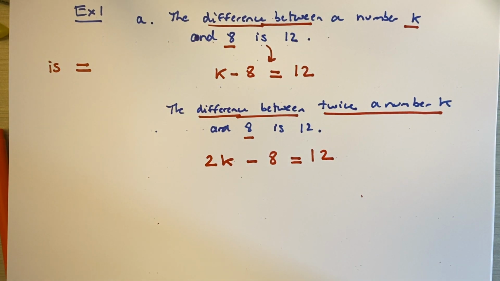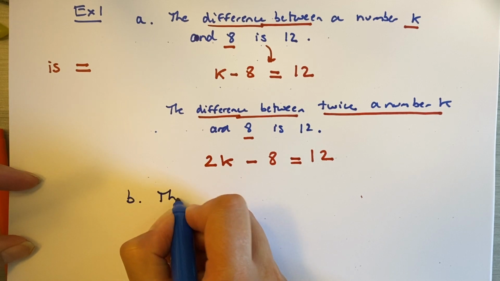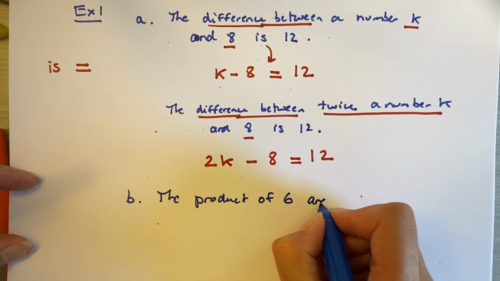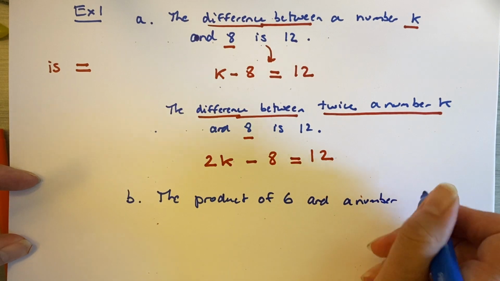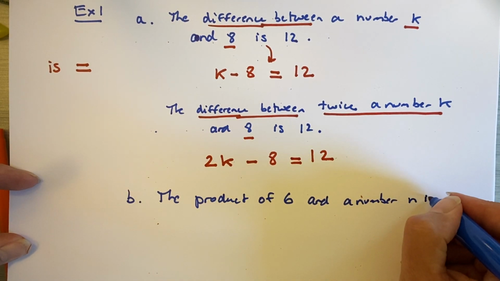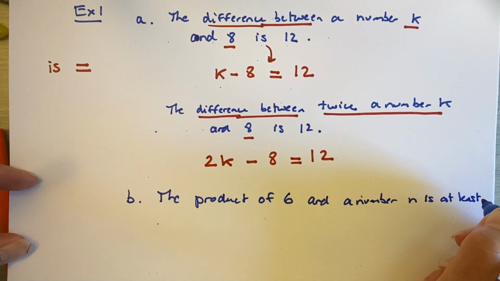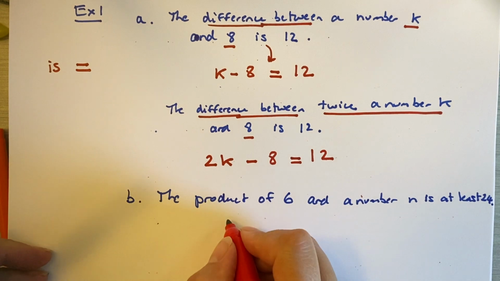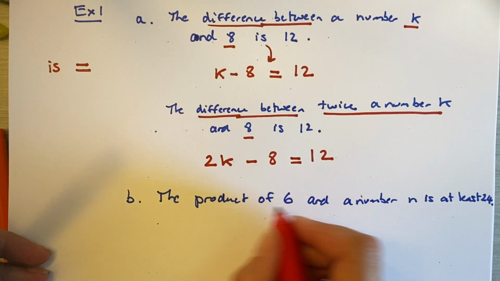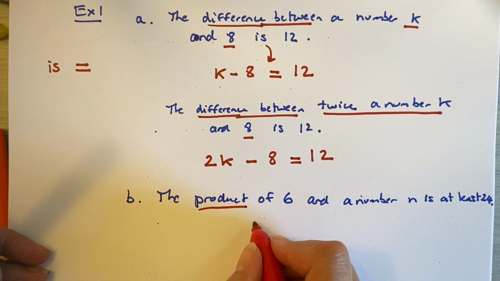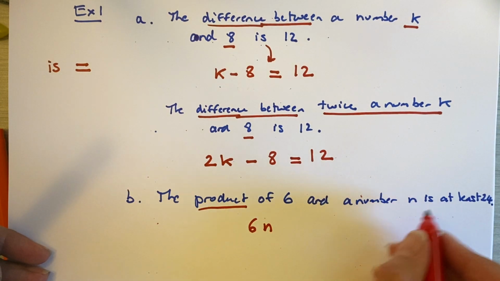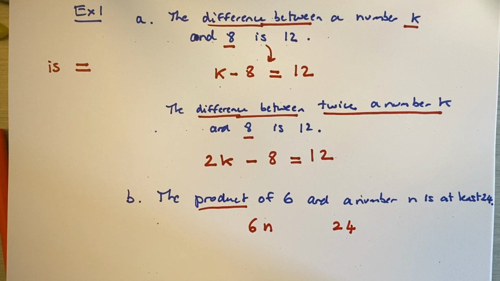Let's try another one. The product of 6 and a number n is at least 24. The product of 6 and a number n tells you it's a multiplication, right? 6 times n is at least 24. So I'm going to stick 24 there and think about that for a minute.